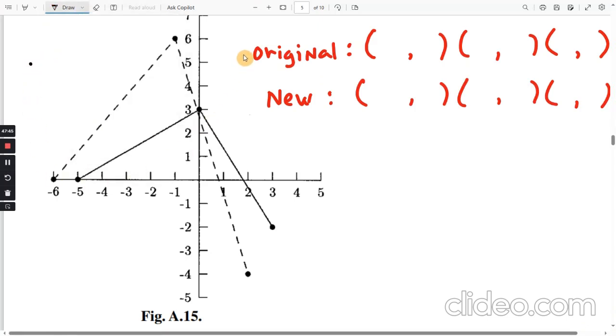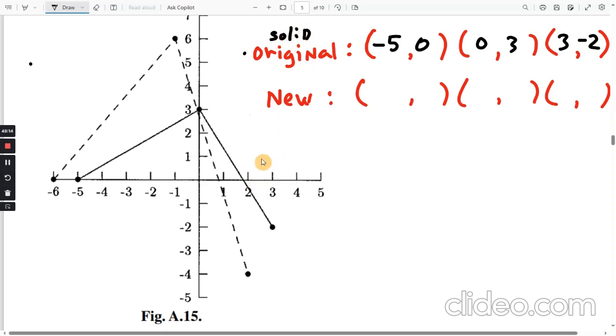So for the original, that's the solid line. Right here, this point is x equals negative 5, y equals 0. And this point right here, x equals 0, y equals 3. And this point right here, x equals 3, y equals negative 2. All right, so the original was everything for the solid line.